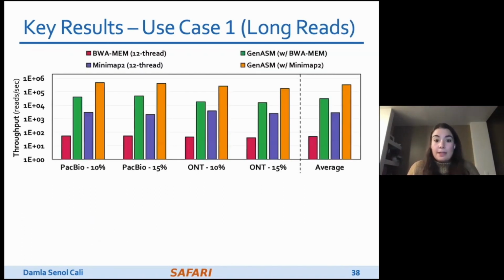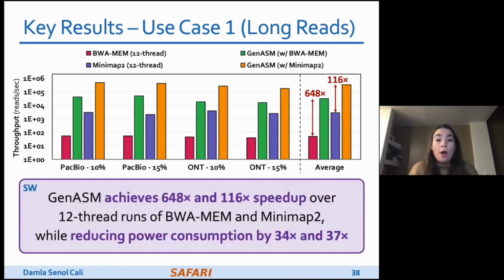As software baselines, as I said, we compare with BWA-MEM and Minimap2, and we find that GenASM achieves 648 times speed up over 12 thread runs of BWA-MEM and 116 times speed up over, again, 12 thread run of Minimap2, while reducing power consumption by 34 times and 37 times. This is for a software baseline comparison for long reads.